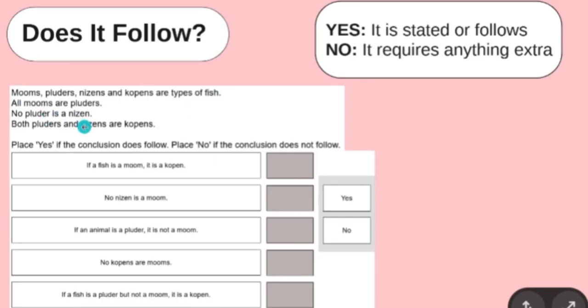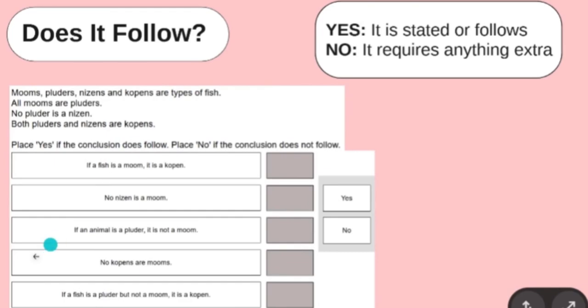Then we know no pluder is a nison. So we know the circle for pluder does not intersect or overlap with the circle for nisons. So that will just be separated. And then we know that both pluders and nisons are copens. So while the pluders and nisons don't overlap, they are both encompassed as copens. So there'll be a massive circle encompassing all of that and labeled K for copens.